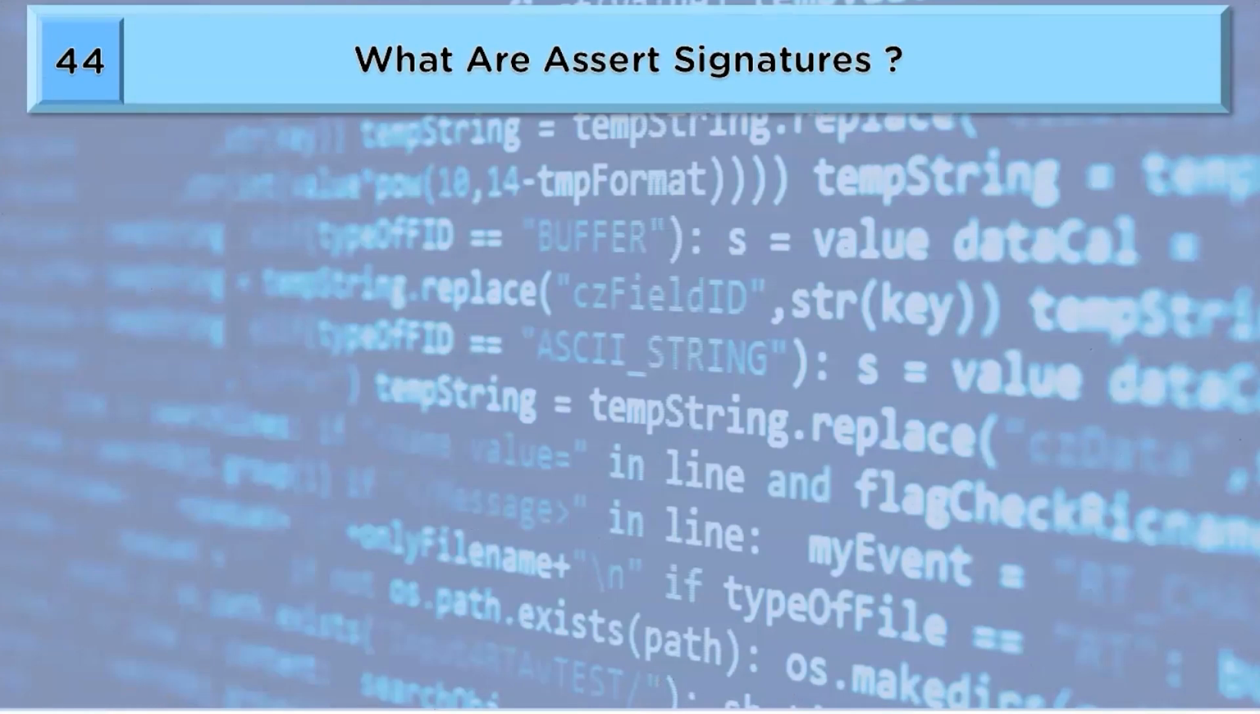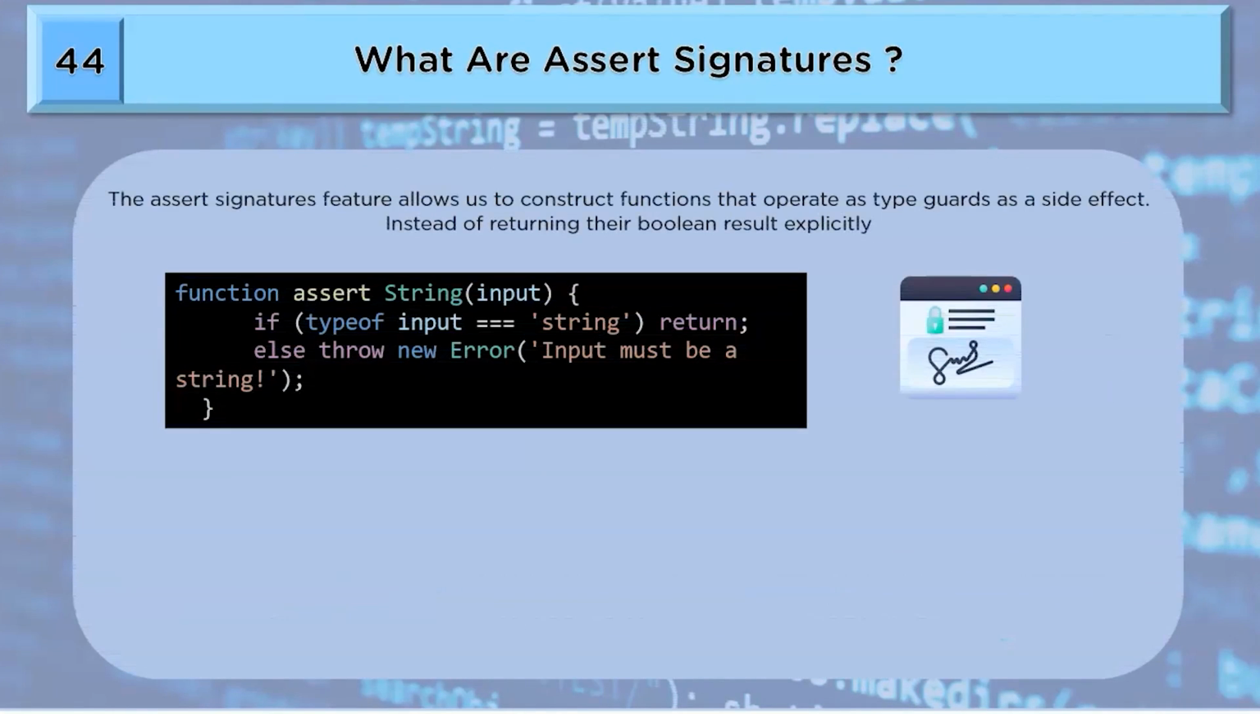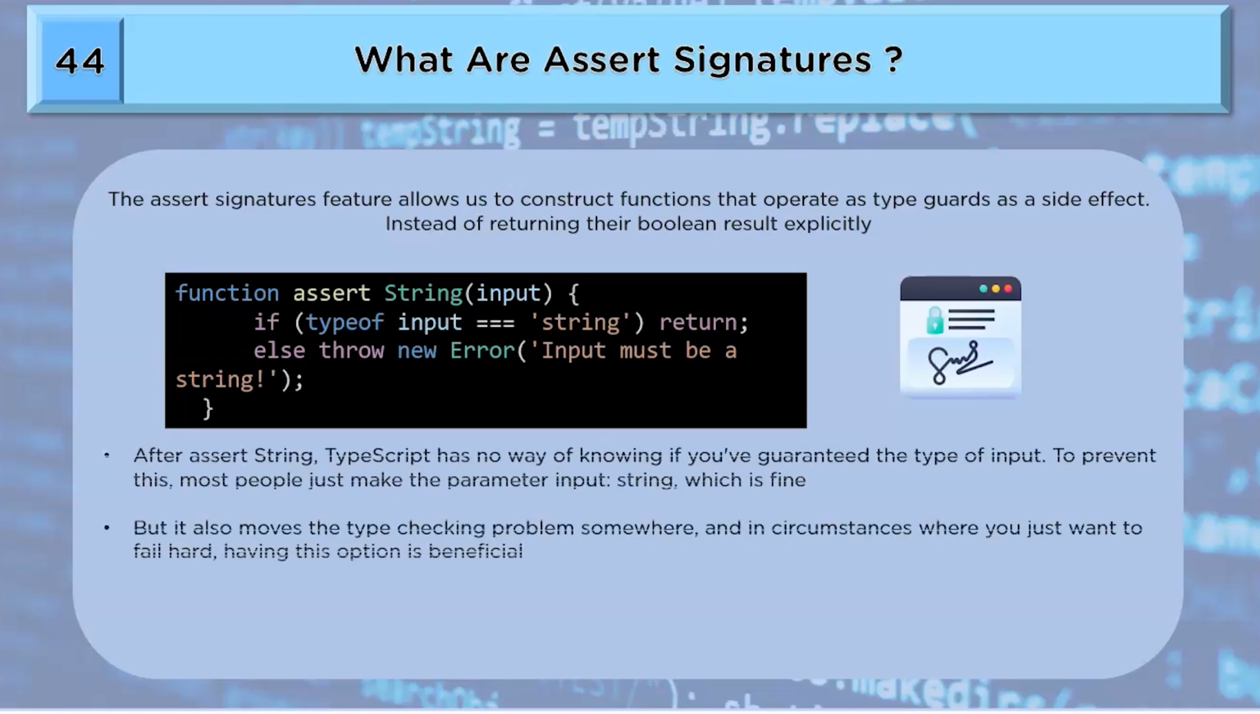What are assert signatures? The assert signature feature allows us to construct functions that operate as type guards as a side effect, instead of returning their Boolean result explicitly. After assertString, TypeScript has no way of knowing if you have guaranteed the type of input. To prevent this, most people just make the parameter input string, which is fine. But it also moves the type checking problem somewhere else, and in circumstances where you just want to fail hard, having the option is beneficial.